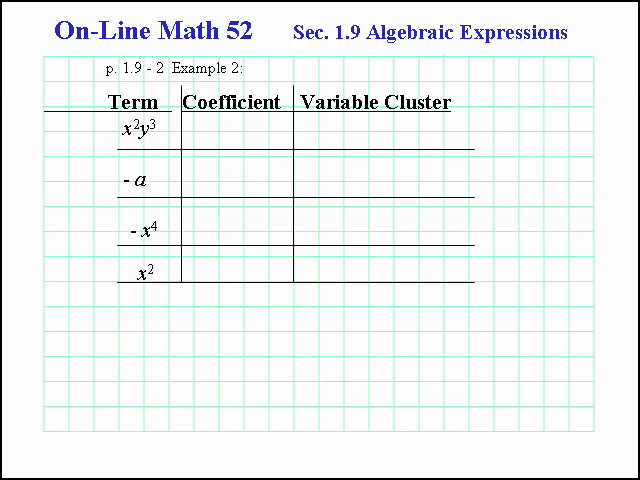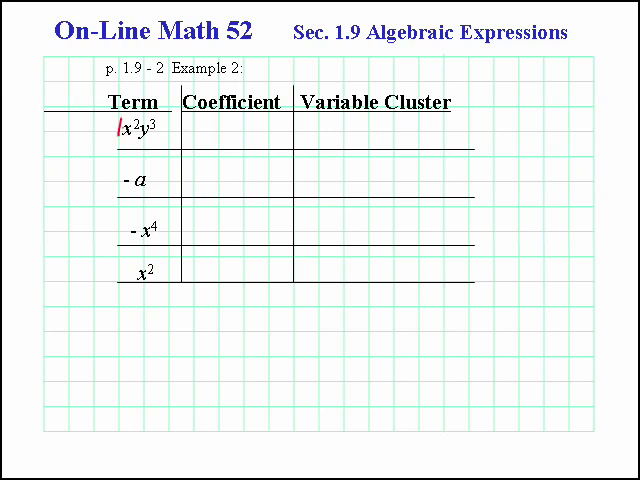Example 2. Here we have our terms, and we're asked to identify, again, the coefficient and the variable cluster. The difference here is that for each one of these terms, we don't see a number multiplied in front. And when we don't see a number, the number that's being multiplied is... Wait. You all said it. Say it together now. 1. Say it again. 1. Yeah, that's right. When we don't see the number, we're multiplying by 1.